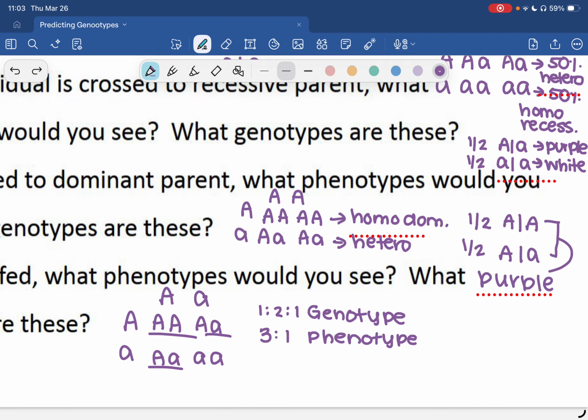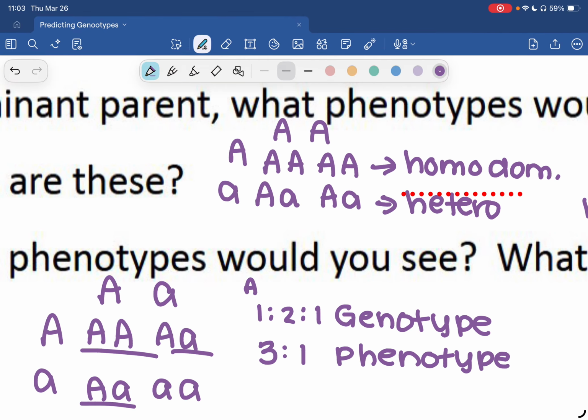So again, you can write it like this, write it as a ratio, write it as a fraction or a percentage. I think ratios are a little bit easier in this case. So again, the 1 to 2 to 1 is that big A big A, to big A little a, to then your little a. And just remember that there's two of the heterozygous individuals. So there's two of these. That's how you get the two in the middle.